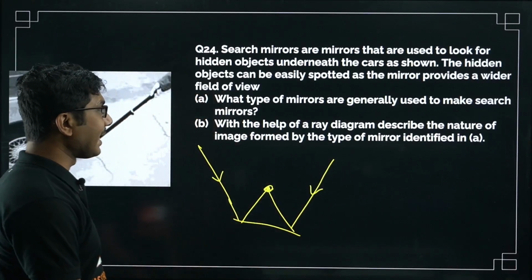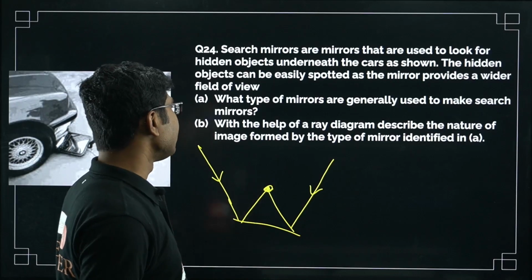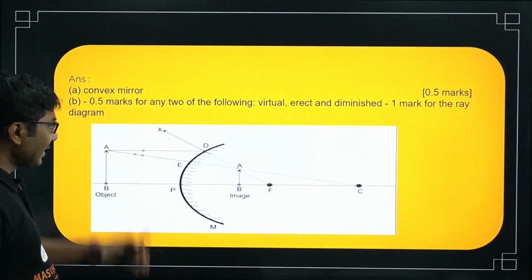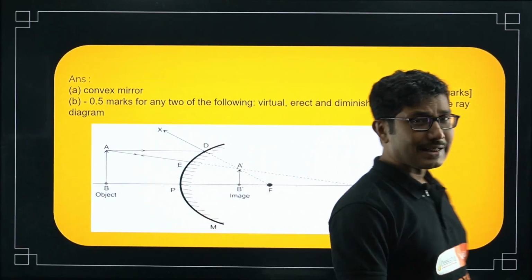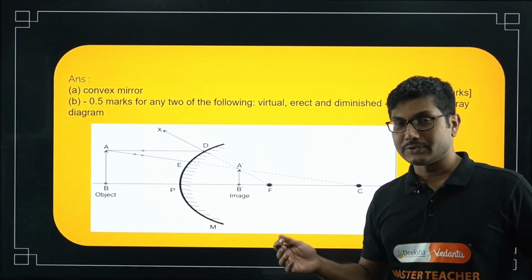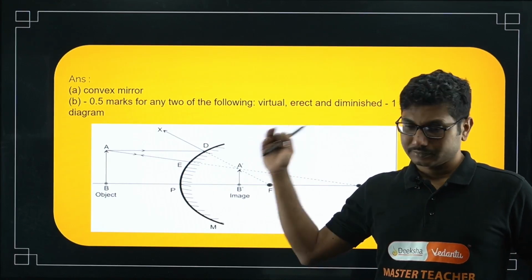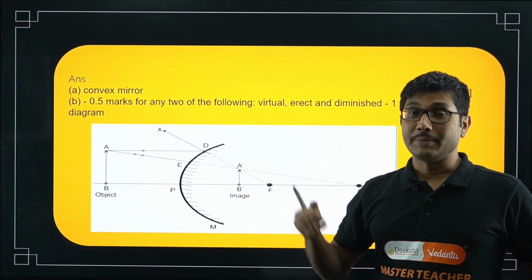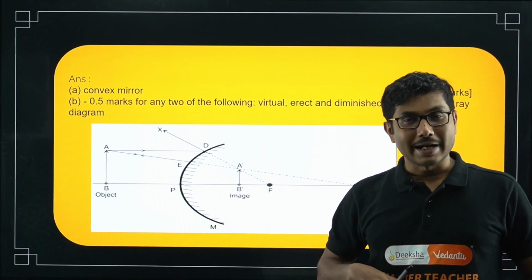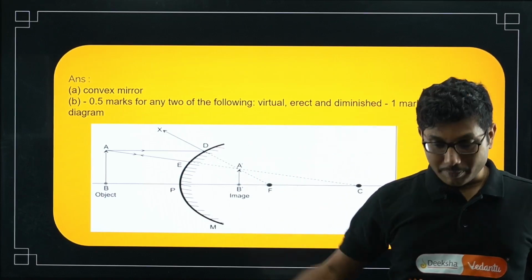With the help of a ray diagram, describe the nature of the image formed by the type of mirror identified in A. So only the normal case, let's see. Okay, it is definitely a convex mirror. Convex mirror has a high field of view, so you can check a large area using a small mirror. That is why it is used as a rear view mirror of a car. It is used as a directional mirror when placed in the corner of a narrow lane, right? Also it is used to spy on people who may be trying to steal inside a shopping mall, etc., right?